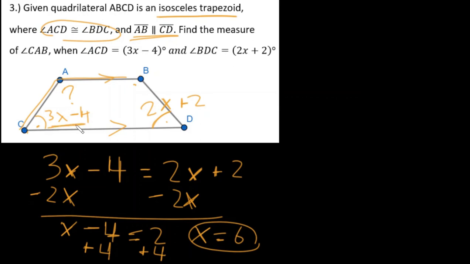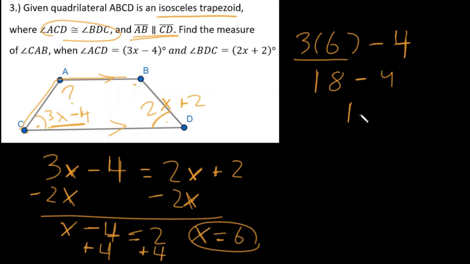So we're going to have to find this angle that's right next to it, this 3x minus 4. And notice I replace my x with a set of parentheses. We do that anytime we're going to plug anything in. And within that parentheses, we can go ahead and put our 6. 3 times 6 will give us 18 minus 4. And 18 minus 4, we know that is going to be 14. So if the question was asking, what is the degree measure of angle ACD? We know that the answer would be 14.